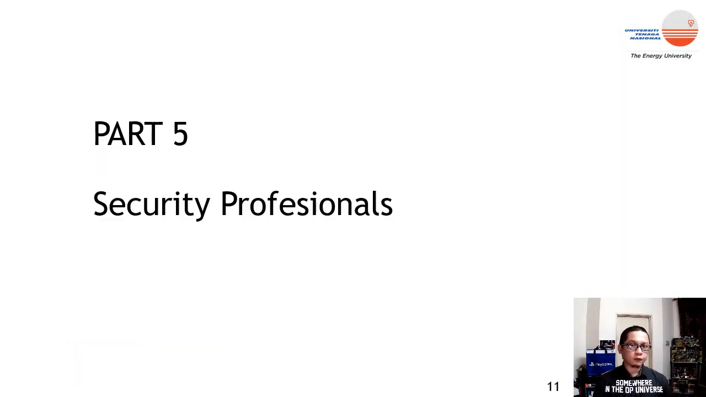In part 5, we are going to look at the security professionals usually involved in a security control or security management team. Of course, the very important building block of any project is the team. So in this part, we are going to look at some of the individuals or expertise that you will need in order to successfully implement or plan for a security control that you want to have to protect your asset.